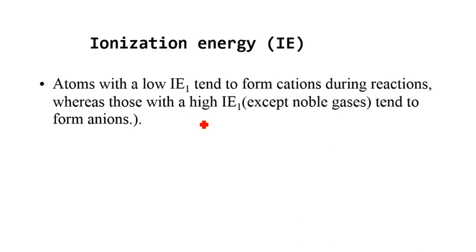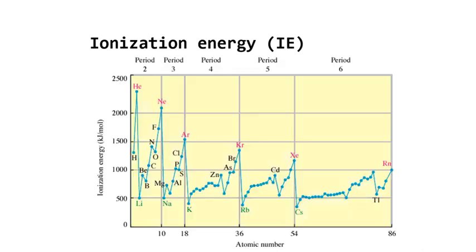These are metals during reactions, whereas those with high ionization energy, with the exception of noble gases, tend to form anions. Sort of old news there. And this is the trend for ionization energy for each period. If you go up this, you notice you're in period 2, then period 3 here.